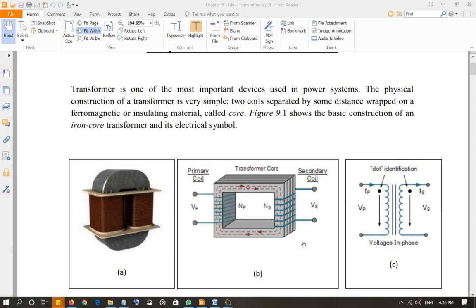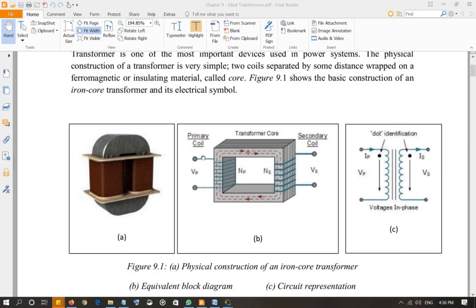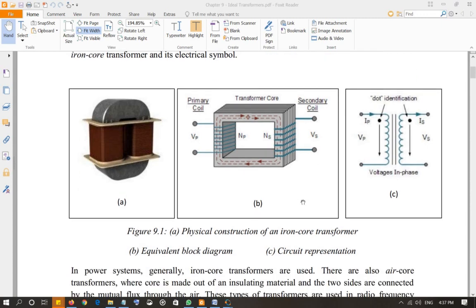The basic idea is that there are two sides of a transformer. This is the primary side. The voltage of the primary side is represented by Vp, and the secondary side Vs. So the sinusoidal source is connected to the primary side and the load is connected to the secondary side. We're going to discuss the basic fundamental working of the transformer in the next topic.